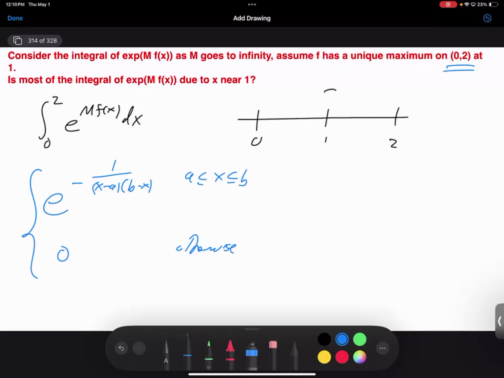What happens as x approaches a from above? Well, if x is a little bit larger than a, x minus a is a very small positive number. b minus x is a fixed number, basically. So you have e to the negative 1 over small. That's e to the negative large, which is 0. So this function is almost 0 near a. Similarly, it's almost 0 near b. Okay, so this is a function that's really small at a and b.